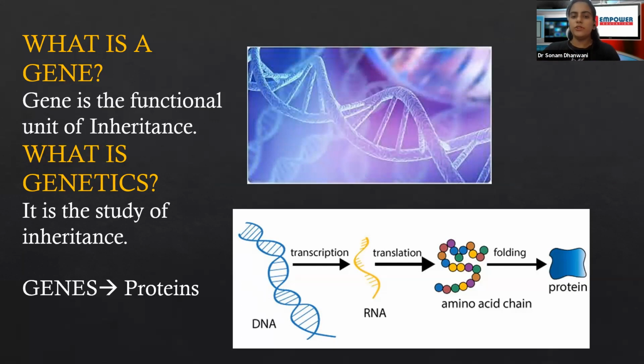Okay? A functional unit of inheritance means what? A gene is that substance or factor or part which identifies later on your characters and features that match or do not match with your parents or with your extended family. Inheritance means what you're inheriting from your parents or family or siblings or cousins, right? So a gene is something useful to study what and how much you are inheriting. Now, what is genetics? Of course, genetics is the study of genes. So genetics is the study of inheritance.